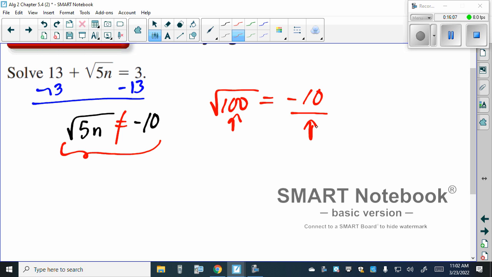But even if I missed that, did it still come out that it didn't work? Well, yeah, we can plug it back in and check. So if we notice, hey, the radical is by itself and it's equal to a negative, an even root by itself equals a negative, this doesn't work, this is going to be no solution, we can move on. If we miss it, we blew right past it, okay, it didn't work, when we checked it, it told us that it didn't work. Does that make sense? Yes?